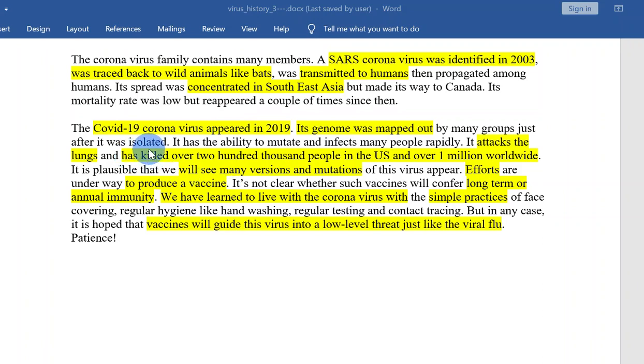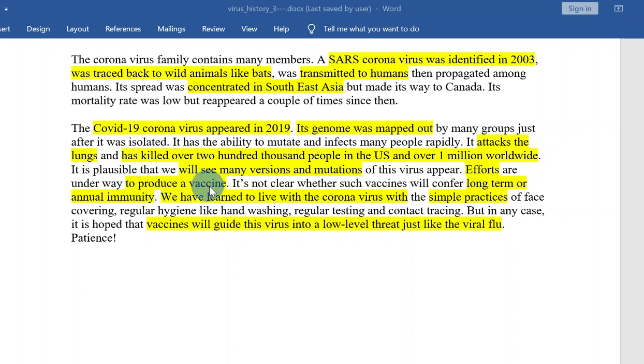The COVID-19 coronavirus appeared in 2019. Its genome was mapped out by many groups just after it was isolated. It has the ability to mutate and infects many people rapidly. It attacks the lungs and has killed over 200,000 people in the US and over 1 million people worldwide.